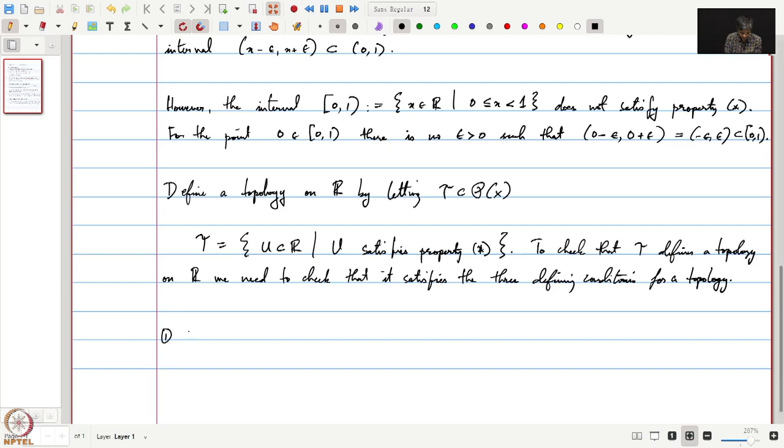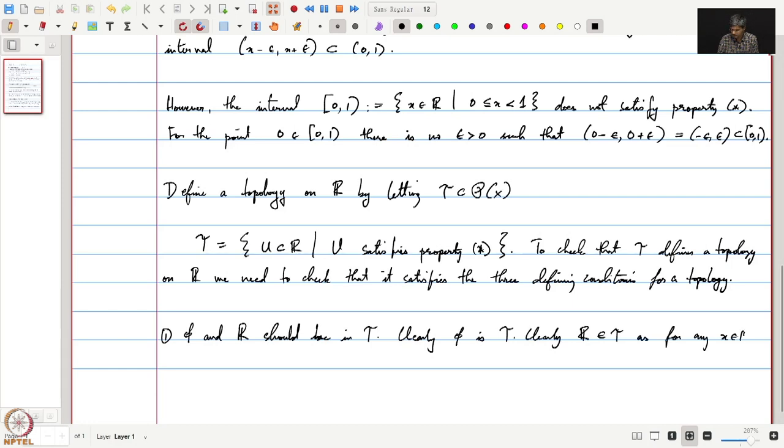Recall that the first condition was that phi, the empty set, and the entire set should be in tau. Clearly, the empty set is in tau because there is nothing to check. There is no x in the empty set, and therefore there is no condition to check, so this is vacuously true. It is also clear that R is in tau, as for any x in R we can simply take epsilon to be 1, and clearly (x minus 1, x plus 1) is contained in R. Therefore the first defining condition for being a topology is satisfied.